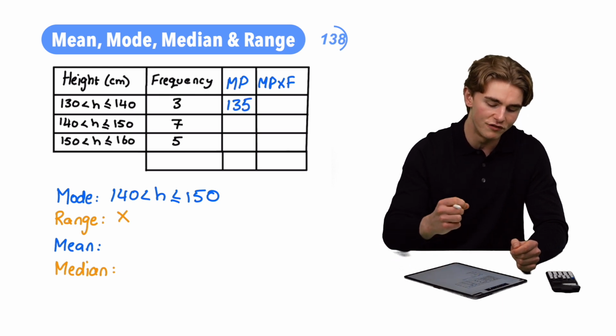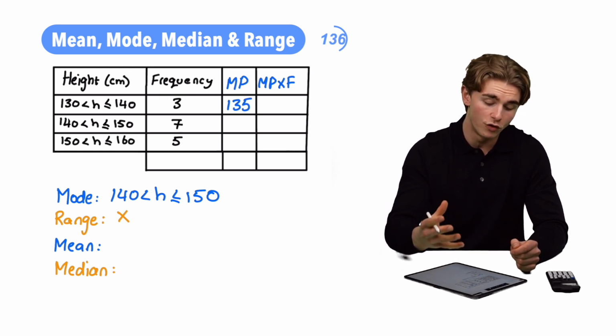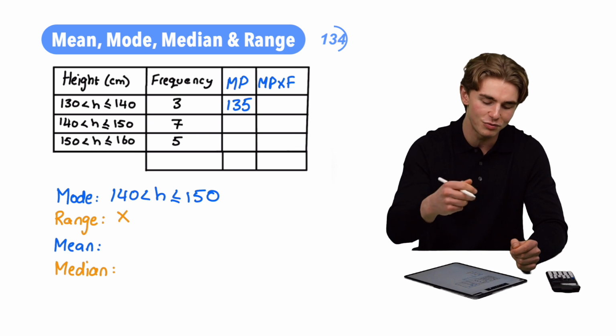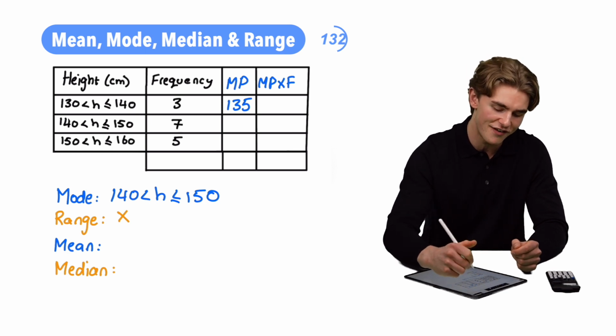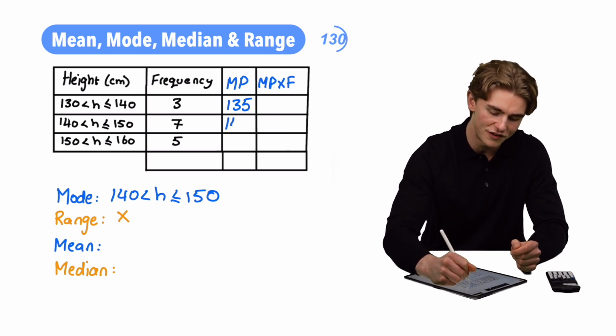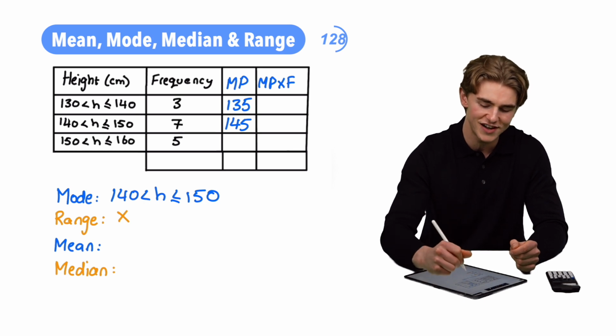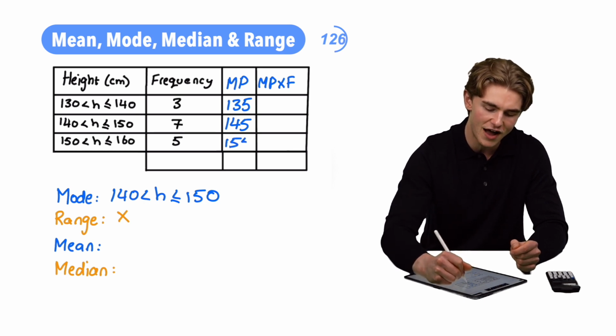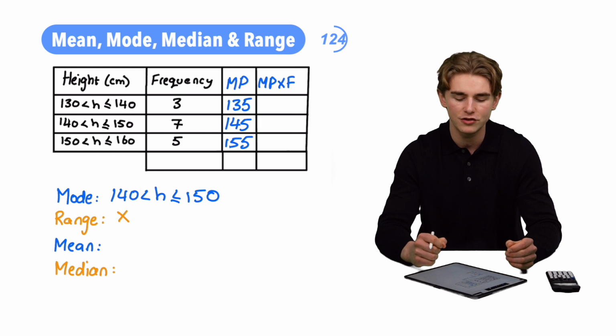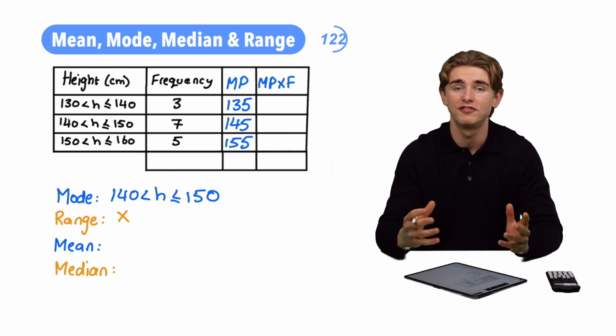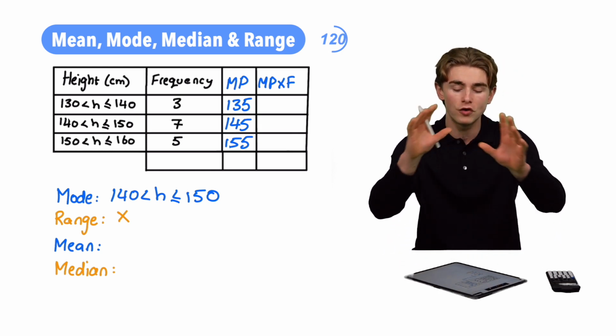What about the midpoint of 140 and 150? 150 minus 140 is 10, divided by 2 is 5, adding that onto 140 gives 145. Doing the exact same thing for 150 and 160, we're going to get 155. Now, the next step, guys, is to do our midpoint times by our frequency to find an estimate for the overall total height.